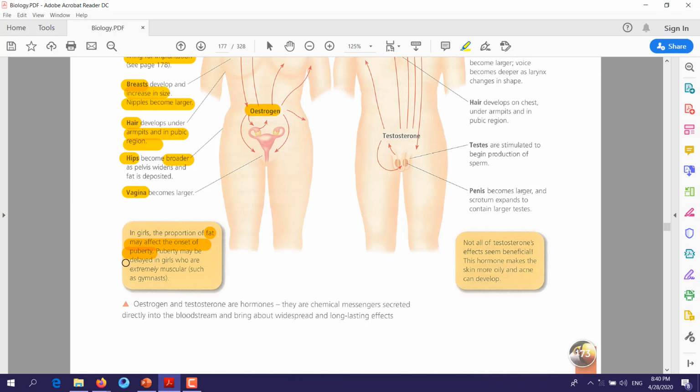How is that? Girls with more fat in their bodies will reach puberty faster. Here it's the opposite: puberty may be delayed in girls who are extremely muscular, such as gymnasts. That means for gymnastic girls, puberty will be delayed in their bodies.